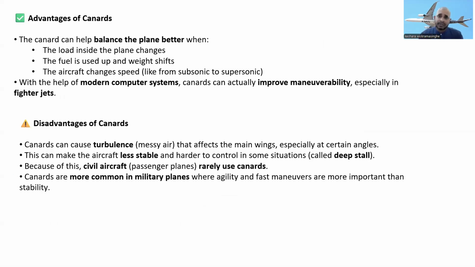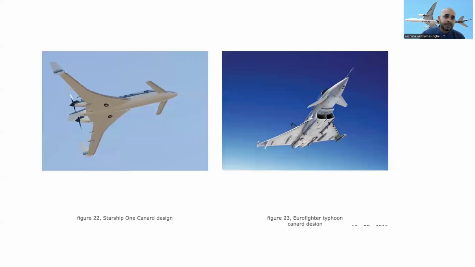And the disadvantages of canards: they can cause turbulence, messy air that affects the main wing, especially at certain angles. This can make the aircraft less stable and harder to control in some situations, called deep stall. Because of this, civil aircraft, passenger planes, rarely use canards. Canards are more common in military planes, where agility and fast maneuvers are more important than stability. These tail-like stabilizers situated in the front of the aircraft are called canards.